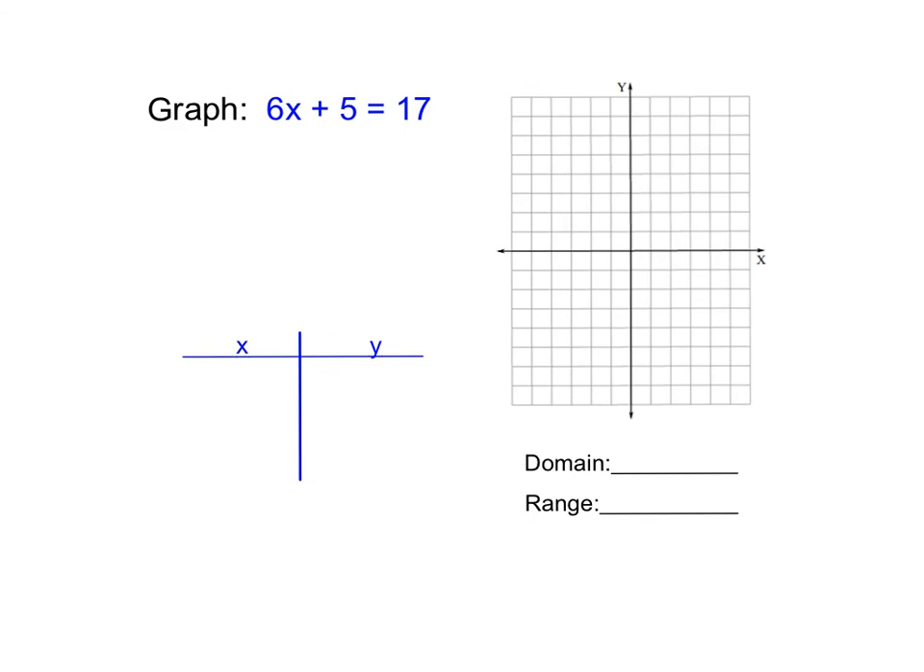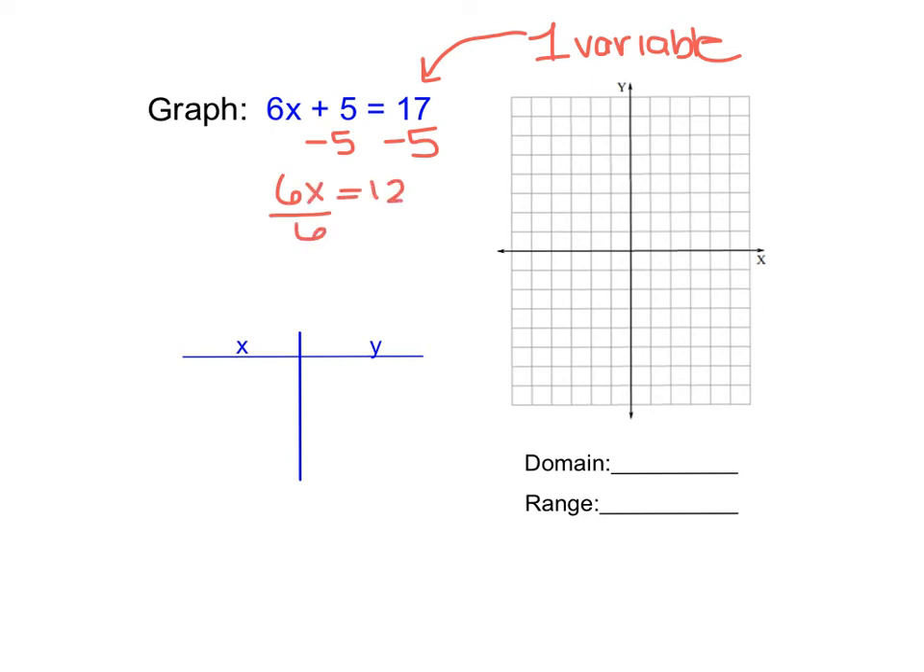So now that we've done a couple easy examples, let's start to make it a little more difficult. Here, what we're going to do first is we're going to need to get our variable by itself. So when I look at this equation, what I notice is there's only one variable. And if there's only one variable, I need to get that single variable by itself. So I start by subtracting 5 on each side. So I have 6x is equal to 12. I divide both sides by 6, and I find x is equal to 2. So that's my equation that I need to graph.